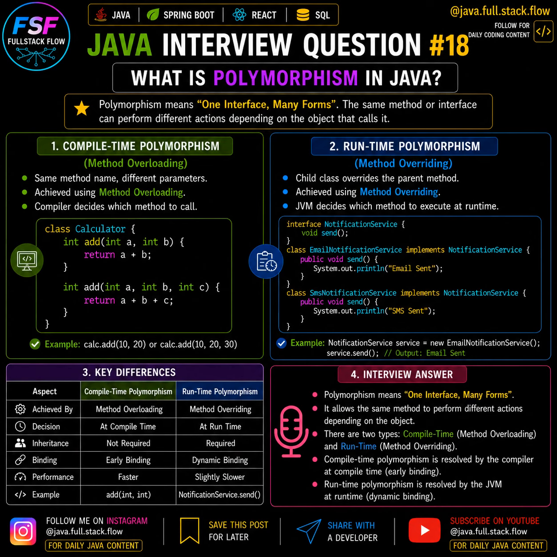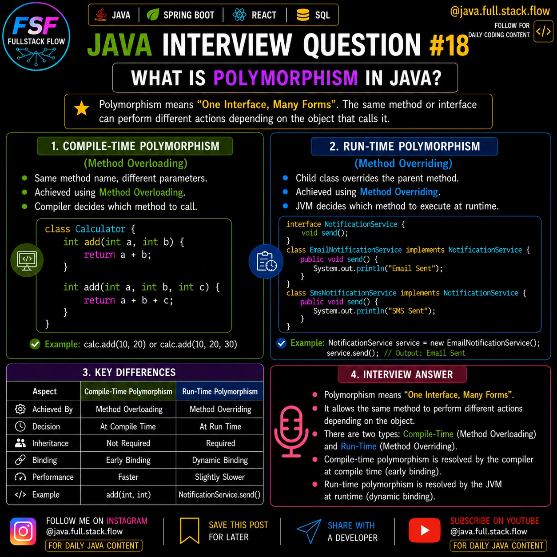Now let's look at key differences. Compile time polymorphism is achieved using method overloading and runtime polymorphism is achieved using method overriding. The decision is made at compile time in compile time polymorphism. In runtime polymorphism, the decision is made at runtime. Inheritance is not required in compile time polymorphism. Inheritance is required in runtime polymorphism. Compile time polymorphism uses early binding and runtime polymorphism uses dynamic binding. Compile time polymorphism performance is faster and runtime polymorphism performance is slightly slower.